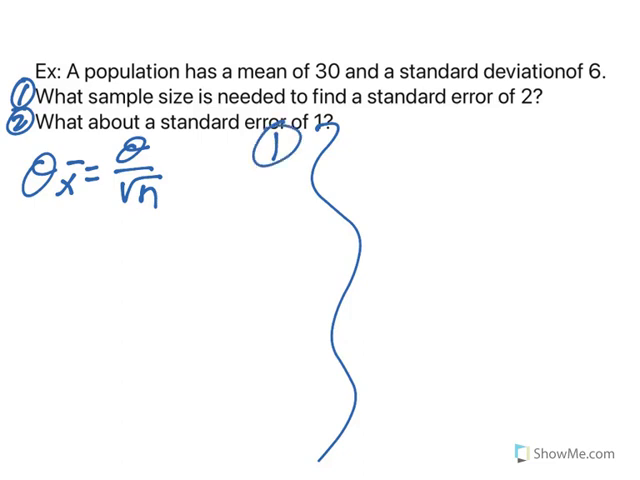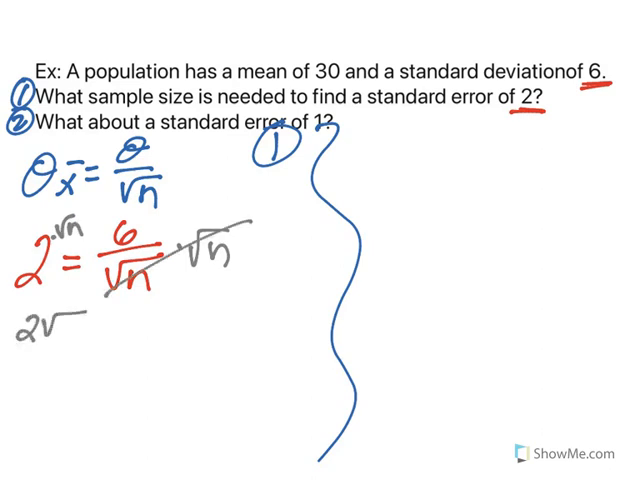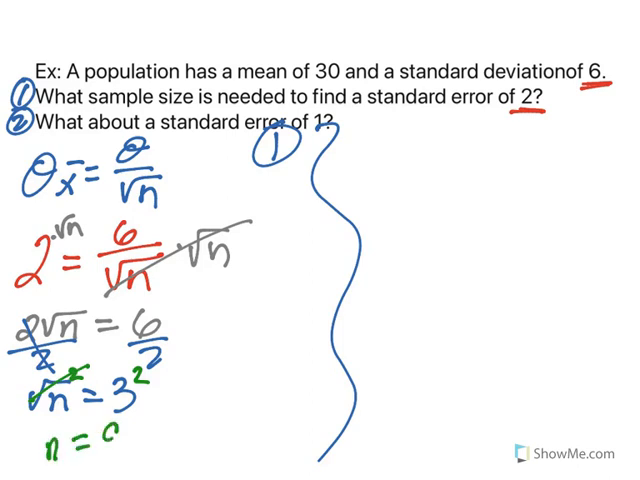So I have a standard error of 2 with a standard deviation of 6. Okay, so 2 equals 6 divided by the square root of n, because I'm trying to find the sample size. Now, if I multiply both sides by the square root of n, that gives me 2 radical n equals 6, because I'm trying to get n by itself. So now I'm going to divide both sides by 2, and that gives me the square root of n equals 3. And then my last step would be to square both sides to unsquare root that, and I would get n equals 9.